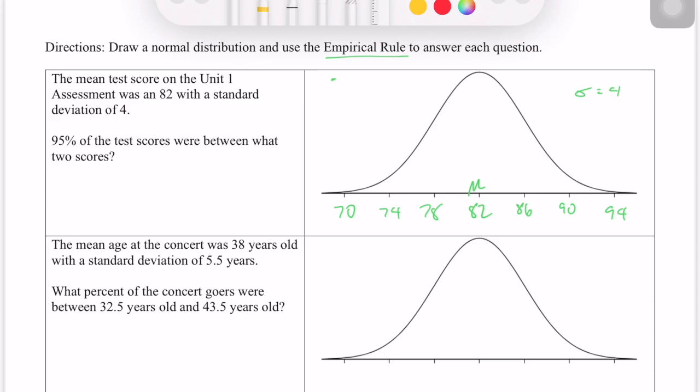So 95% of scores were between what two scores? 95, if you remember, corresponds to 2 standard deviations. And so that would be here, right? 1, 2, and here, 1, 2. So this is the area that they're referring to. And that would be the scores of 74 and 90.